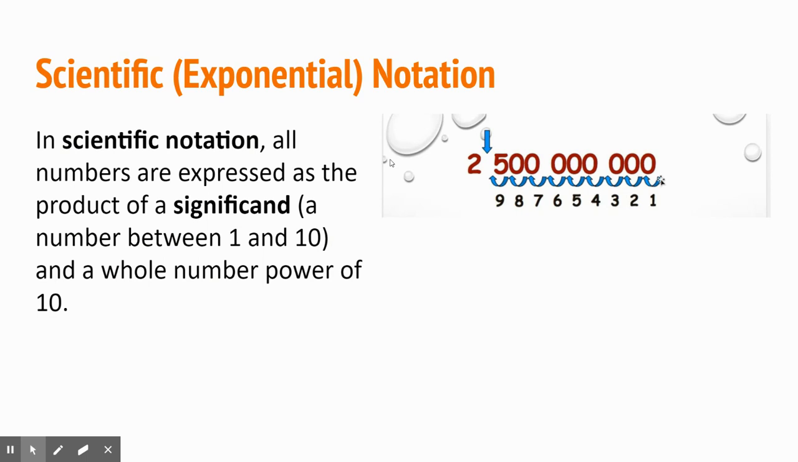In scientific notation, all numbers are expressed as the product of a significand, so that number should be between 1 and 10, and a whole number power of 10. So in my example here, if I were to rewrite this in ordinary notation, I would rewrite it as 10.5 times 10 to the 9th power. If I have a large number, so if I'm at the decimal and I'm going backwards, that will be a positive exponent. If I'm at the decimal and I'm going to the right, then that would be a negative exponent.